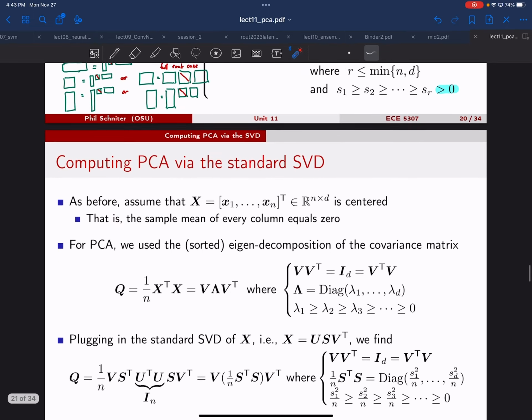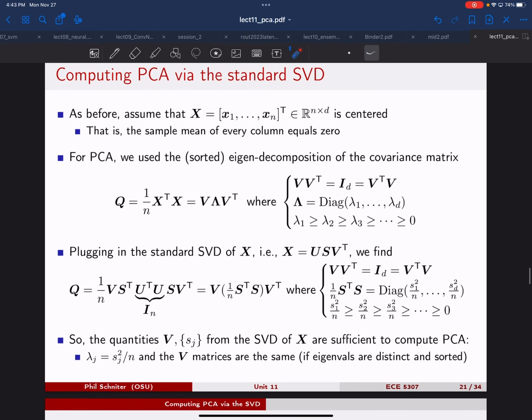Okay, so let's talk about how we can use this. This was the matrix Q that we said led to this eigendecomposition, for which we want to pick out the capital R columns in V that correspond to the largest eigenvalues in lambda. So we're going to assume that this is sorted so that the lambdas are getting smaller, or at least not increasing.